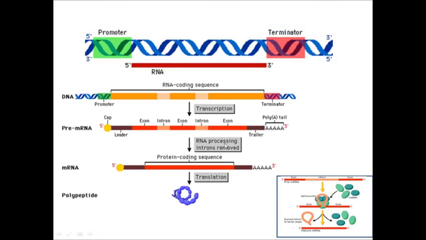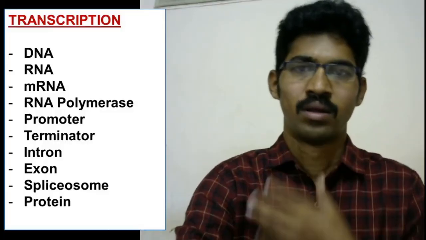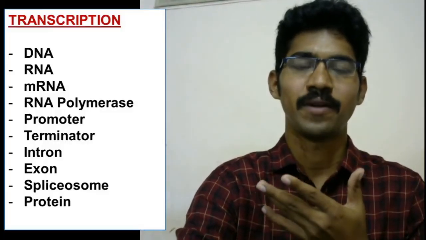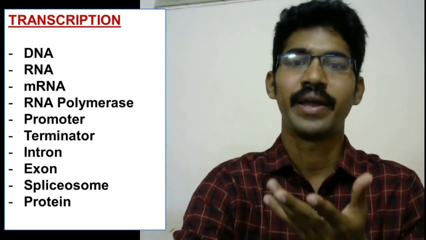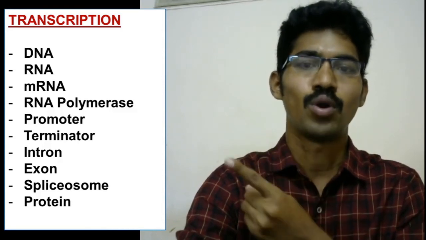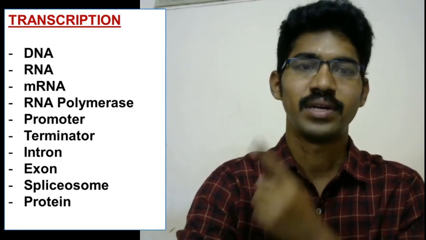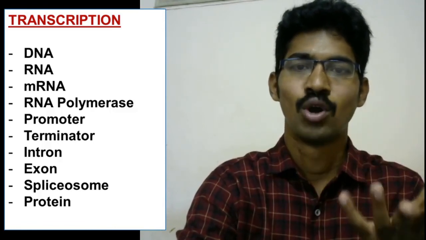Once the whole chain of amino acids is added, the protein is produced. So finally, these are the components which take part in transcription: DNA, RNA, mRNA, RNA polymerase, promoters, terminators, introns, exons, spliceosomes, and the final part is protein.